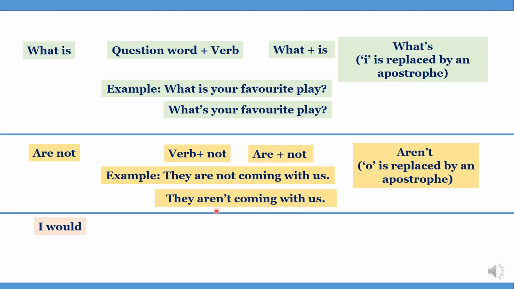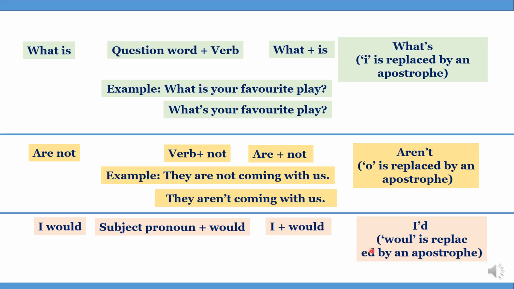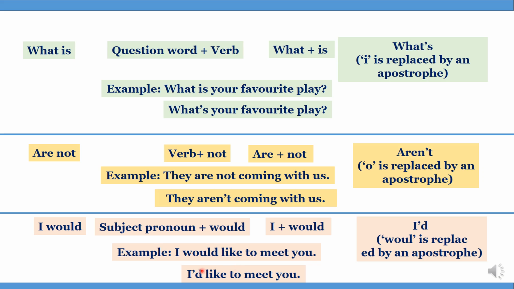This is after contraction. Next, I would. I would is a combination of a subject pronoun and would, that is I plus would. After contraction, it becomes I'd. That is, here the four letters W, O, U, L are being replaced by an apostrophe. Example, I would like to meet you. Now, this is before contraction. After contraction, I would becomes I'd like to meet you, wherein the letters W, O, U, L are being replaced by an apostrophe.